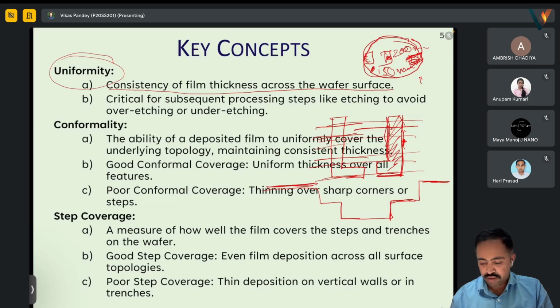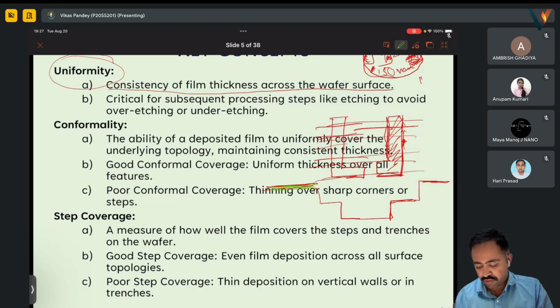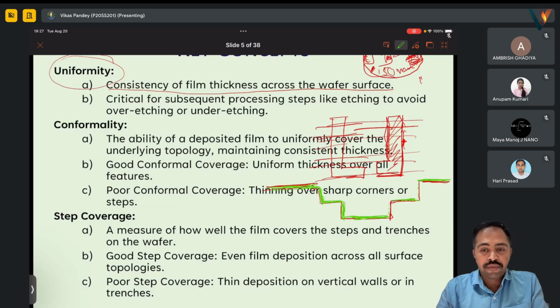let me put some other color. Suppose that we are depositing something over it. So if it has a good step coverage, it should be deposited here as well as here, like that, a uniform step coverage. Whereas if it is getting deposited something like here it is deposited, here it is very thin, then it is getting deposited here, and it is not getting deposited here. That will be a poor step coverage. Okay.